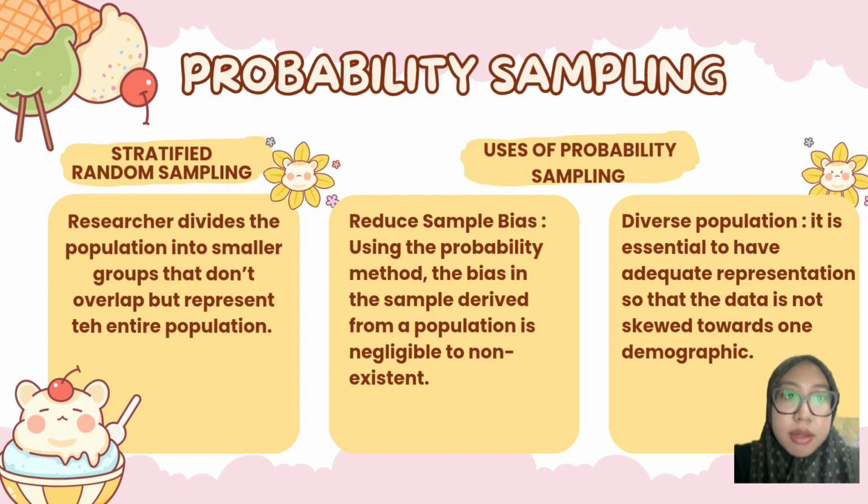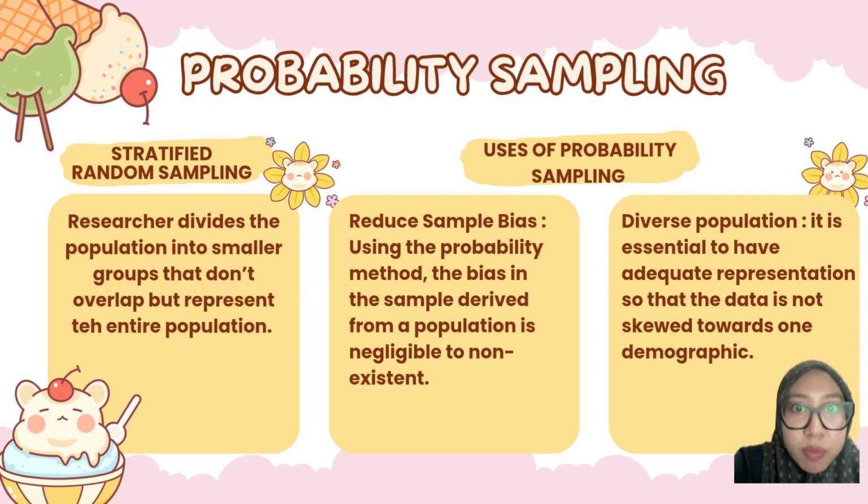Type number four is stratified random sampling. Stratified random sampling is a method in which the researcher divides the population into smaller groups that don't overlap but represent the entire population. While sampling, these groups can be organized and then a sample is drawn from each group separately. It is a method of dividing the respondent population into distinctive but predefined parameters in the research design phase. In this method, the respondents don't overlap, but collectively represent the whole population.